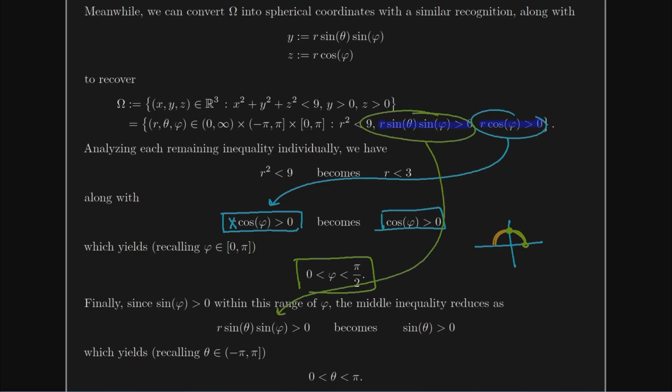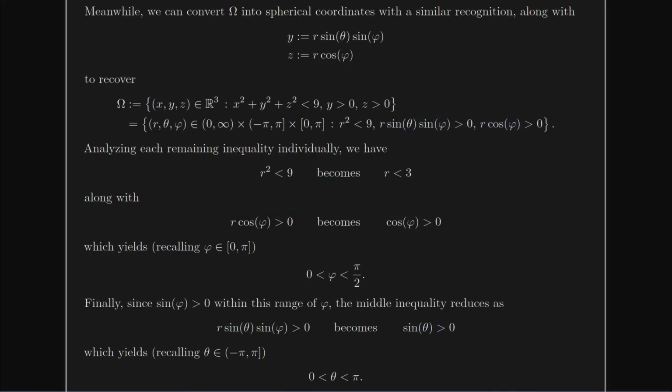Because this other inequality is going to become, well, either r is greater than 0, but that's always the case, or maybe sine of phi is greater than 0. But notice that in this region that I've already decided phi was in, the y values are always positive as well. So that's already satisfied. So both r greater than 0 and sine phi greater than 0 are already satisfied. We're only going to care about sine theta being positive to keep that inequality true.